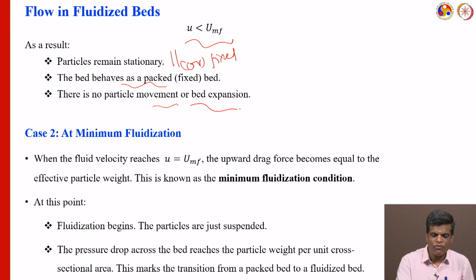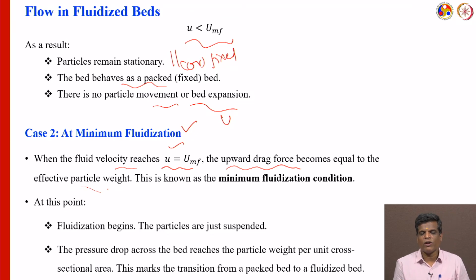So, what will happen at minimum fluidization? When U is less than U_MF, that is the previous case. Then if U equals U_MF, when the fluid velocity reaches U equal to U_MF, that is the minimum fluidization velocity. That means the upward drag force equals the effective particle weight. This we always call the minimum fluidization condition or minimum fluidization velocity.